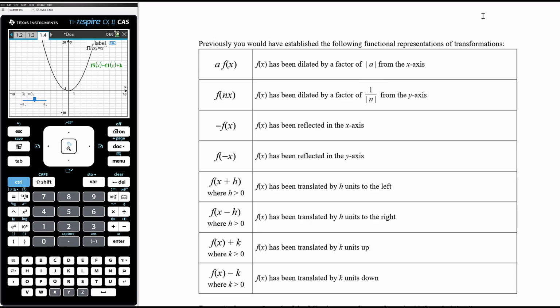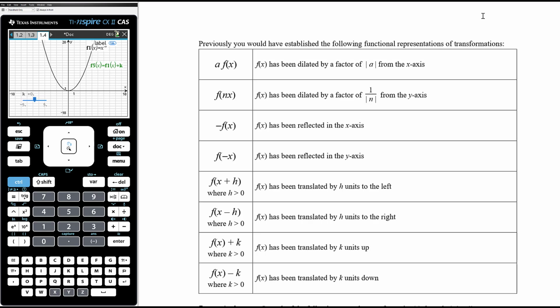Similarly, if we have f of nx, f of x has been dilated by a factor of 1 over the modulus of n, so just take the positive value of n, from the y-axis. If a is negative, that's because we've got a reflection in the x-axis, that's negative f of x. If n is negative, then that's because we've got a reflection in the y-axis.